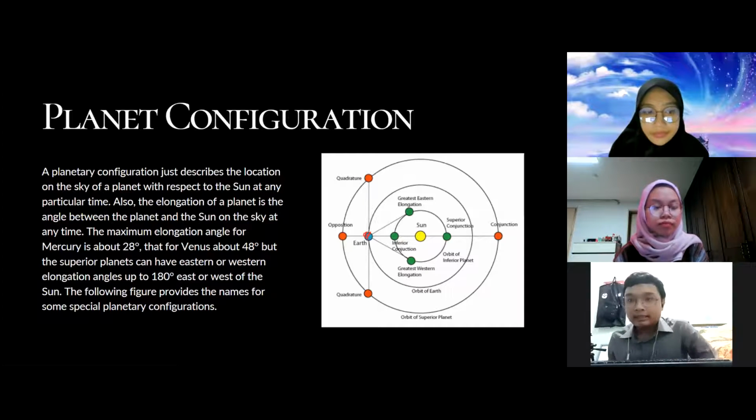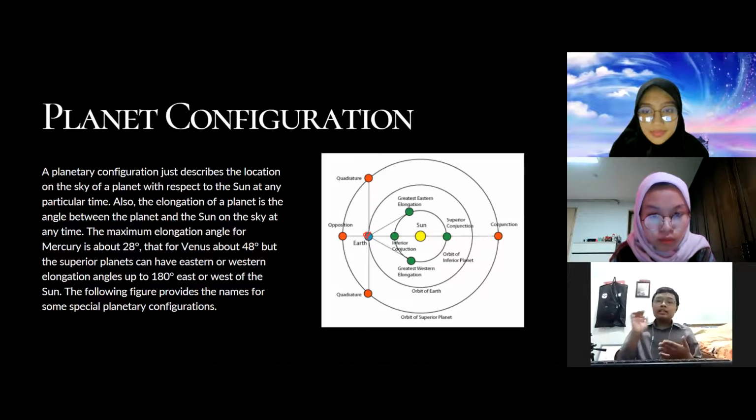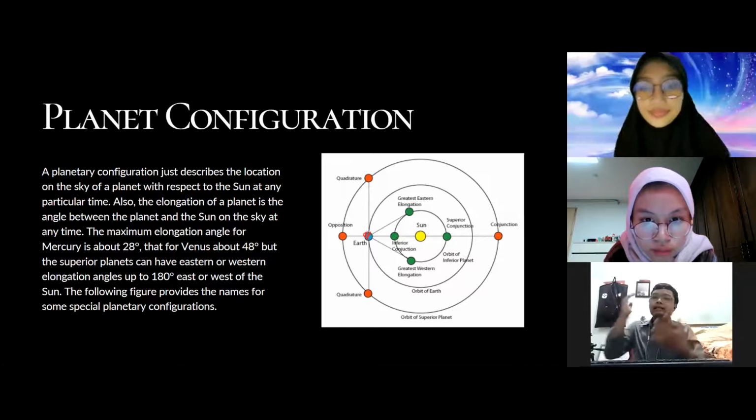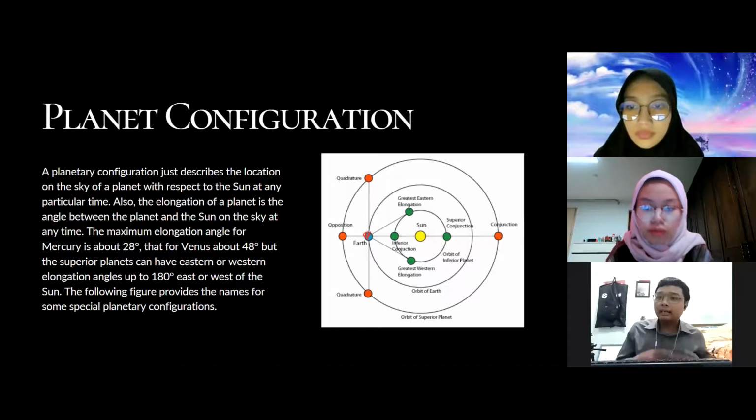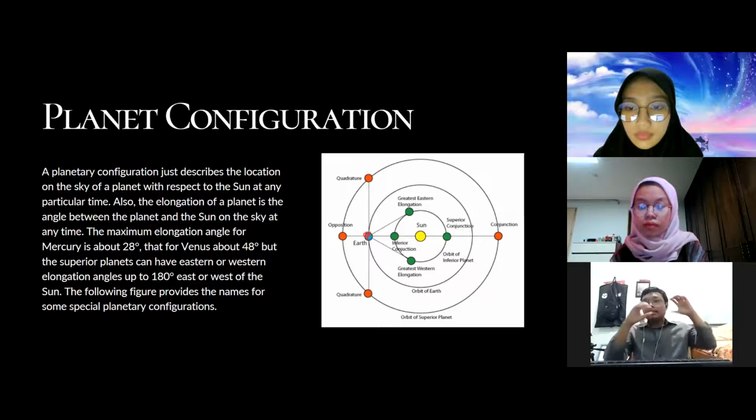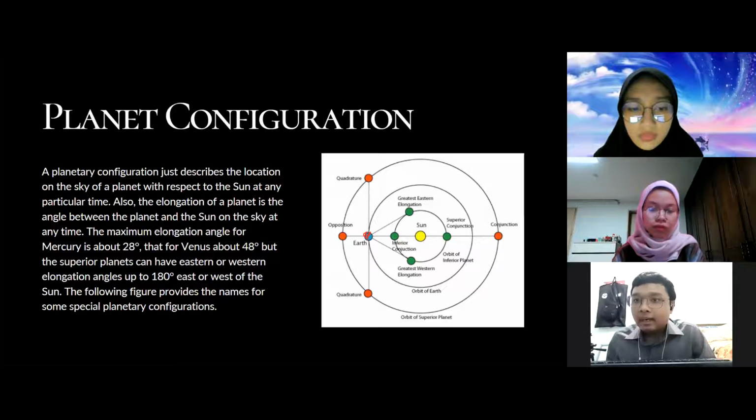Here we are going to see what eastern elongation, western elongation, and conjunction mean. Conjunction happens when the Earth and the inferior planets in our solar system are in a straight line. So it's Earth, then a planet, then the Sun, and it depends on when and where the planet is in line. If the planet is in the middle between Earth and Sun, it's called inferior conjunction.